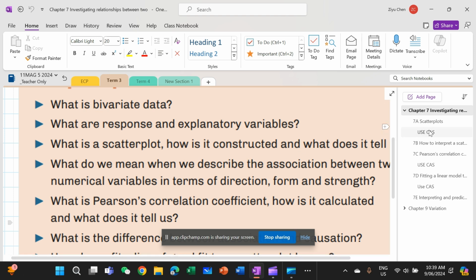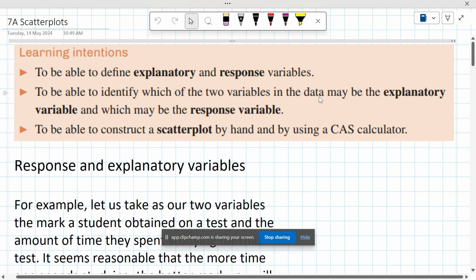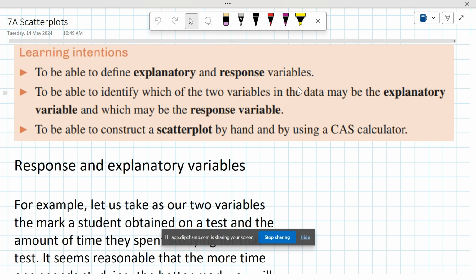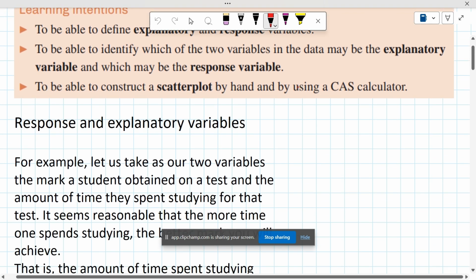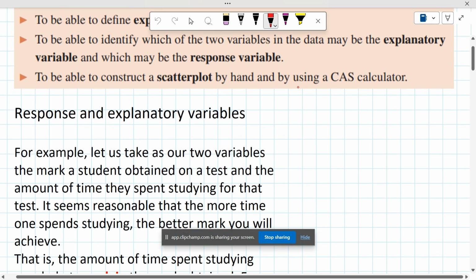Don't panic. We're going to start with CAS, and we can also do it by hand. We're going to teach you how to use those two variables. So let's start with 7A today. We'll be able to identify the explanatory and response variables, which you can call EV and RV later on. Later on, we can use the scatter plot, by hand and by using the CAS calculator.